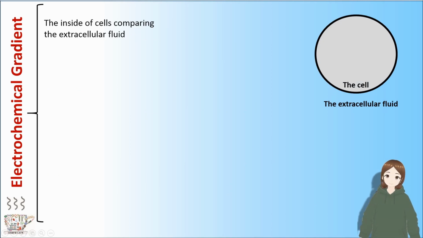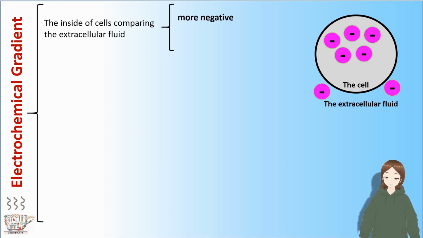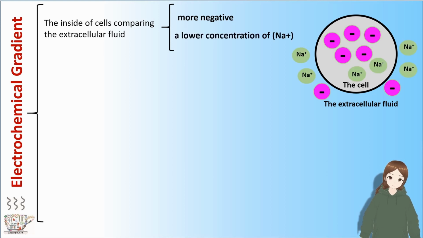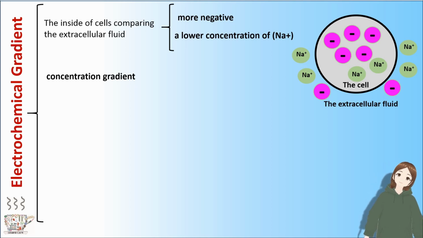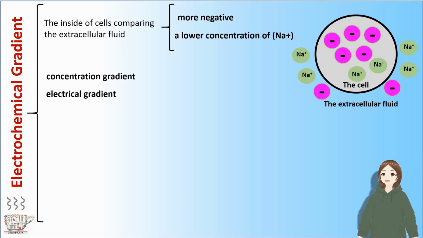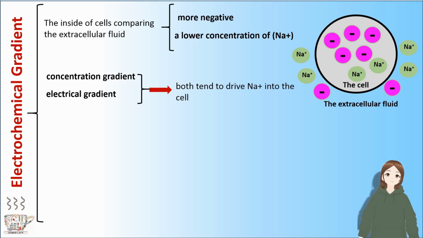The inside of cells is electrically negative concerning the extracellular fluid surrounding them. At the same time, cells have a lower concentration of sodium than the extracellular fluid. Therefore, both concentration gradient and electrical gradient tend to drive sodium into the cells.